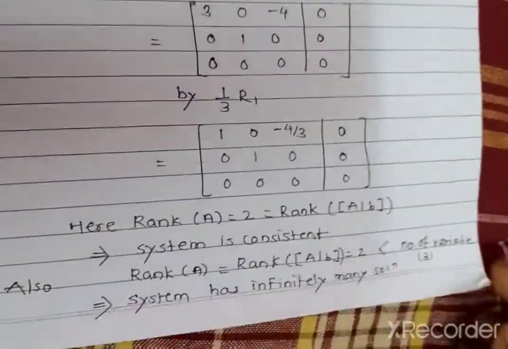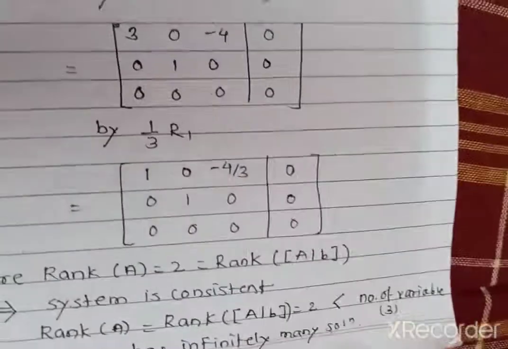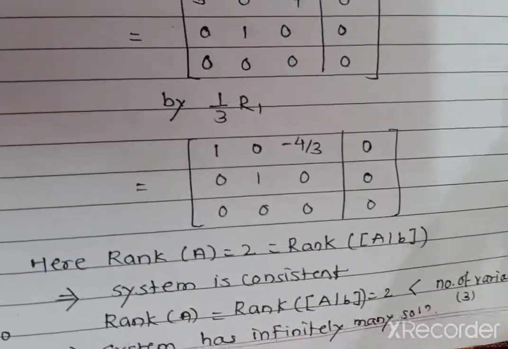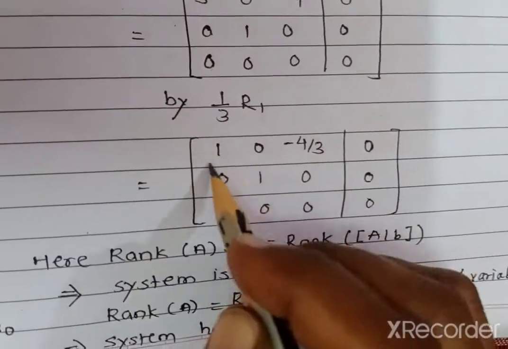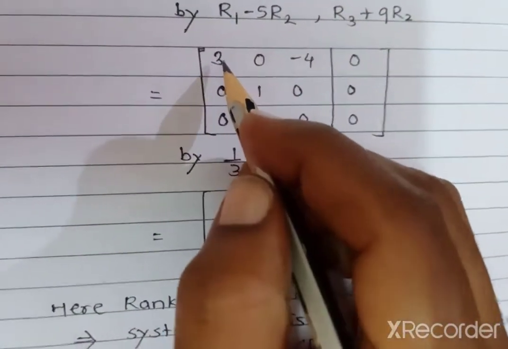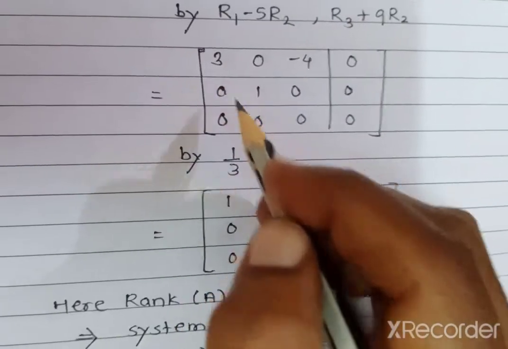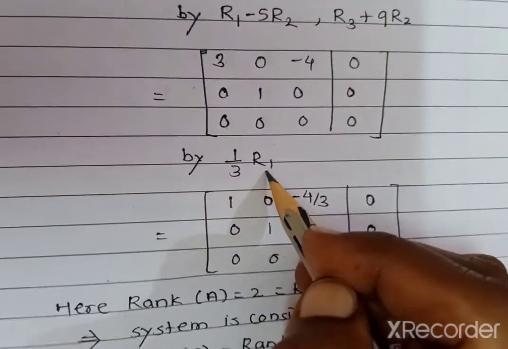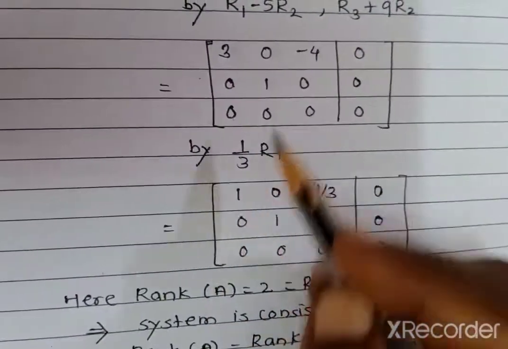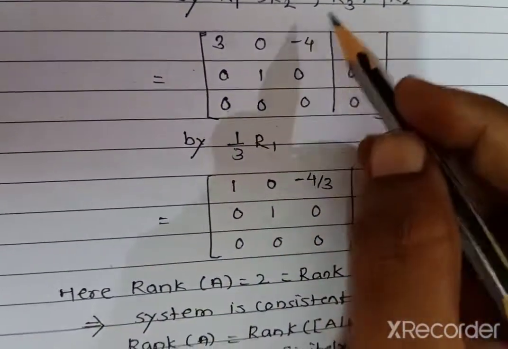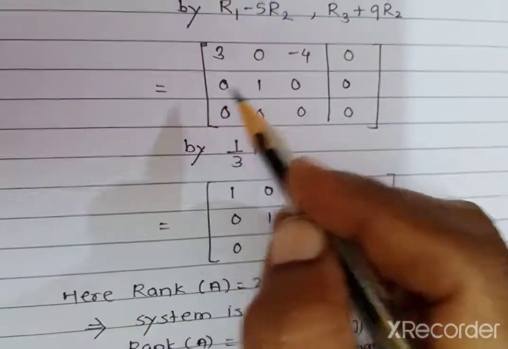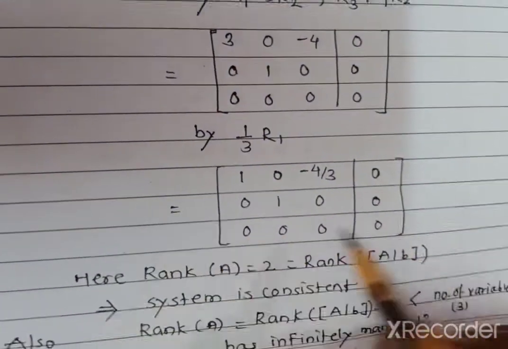Next one is. So see here, for the reduced row echelon form, we have to make this entry also the leading one. So for that, here it becomes 3. So we have to make this one by using the row operation 1 by 3 into R1. So 3 by 3 is 1, 0 by 3 is 0, minus 4 by 3, 0 by 3 is 0, and the other two rows we have to keep as they are.